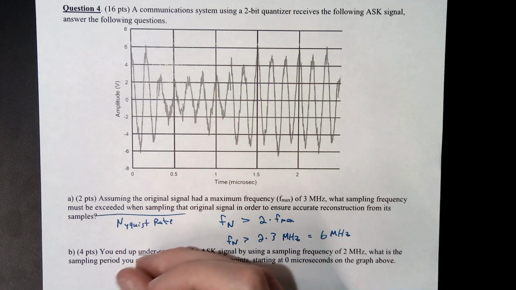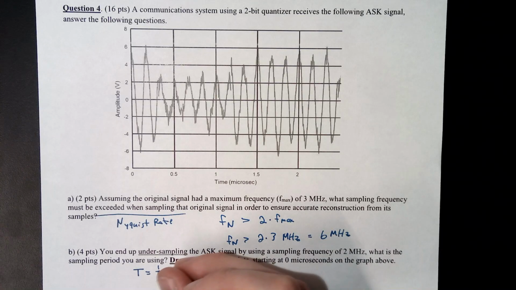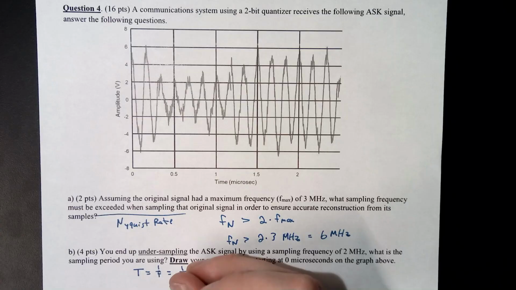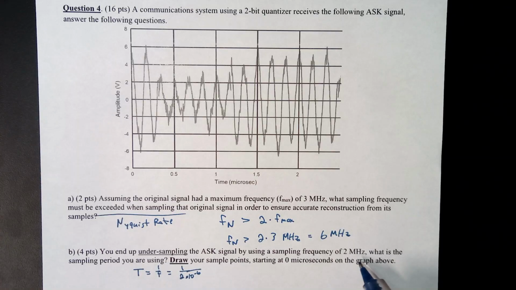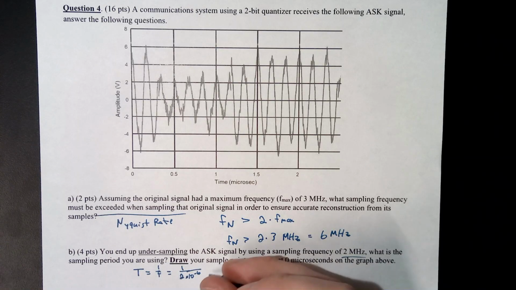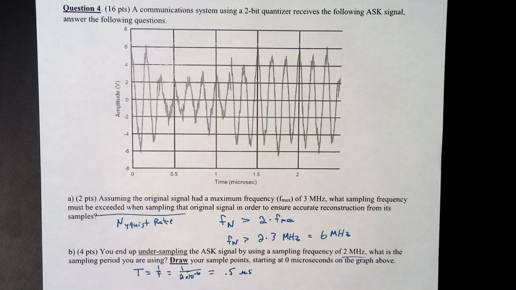So as usual, T equals 1 over f. The period equals 1 over f. So that is equal to 1 over 2 times 10 to the negative 6th, that's our megahertz here. And so that should give us 0.5 microseconds. That's our 10 to the negative 6th for seconds, which is microseconds. So that's what we should end up with.